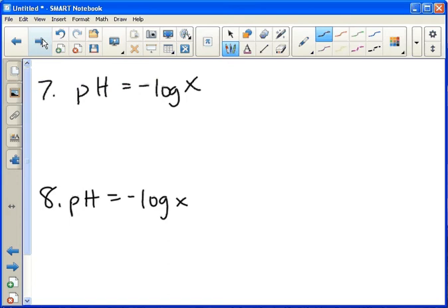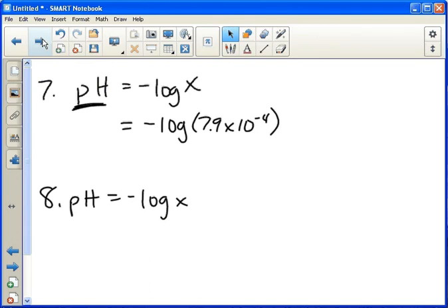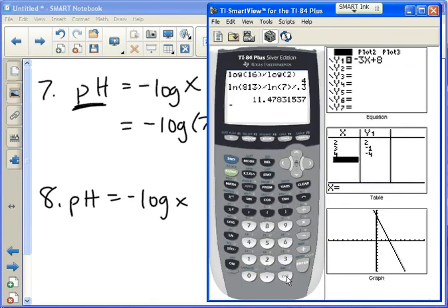We're looking for this, that has a hydrogen ion concentration of 7.9 times 10 to the negative 4th. So all you do is plug in 7.9 times 10 to the negative 4th in there, and let's see what we get. So negative log of 7.9 times 10 to the negative 4th, and we get 3.1 as the pH.